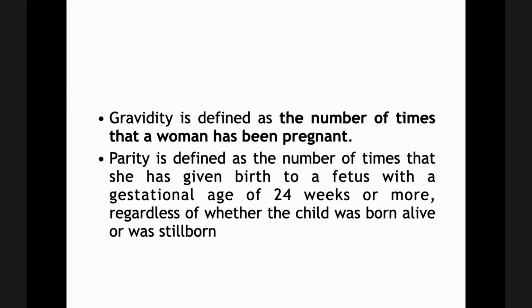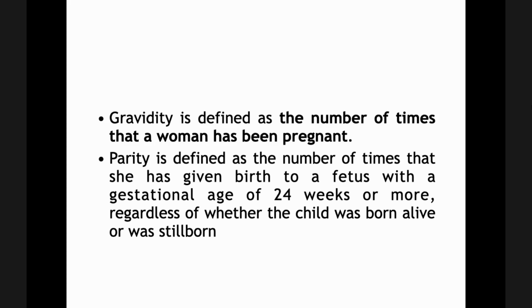So one woman has been pregnant 5 times, and she has only continued 3 pregnancies. 2 pregnancies she has delivered, and the 3rd pregnancy she has crossed 34 weeks, and 2 miscarriages. Then you call it gravida 5, para 3.